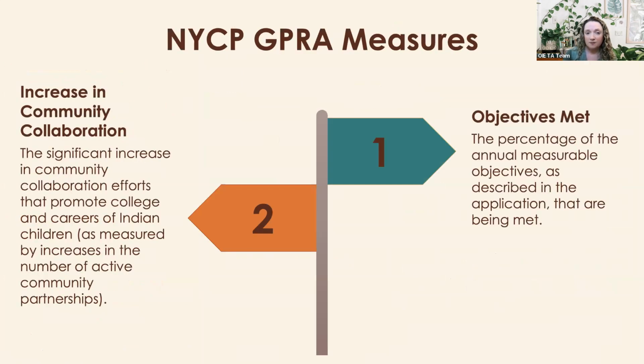Now your GEPRA. One GEPRA, super easy to report on. It's your objectives met one. So the wording for that is exactly this, the percentage of the annual measurable objectives as described in the application that are being met. This just means add up how many project measures you have, and then how many did you meet of those. So that one, usually pretty breezy to report on. And then for increase in community collaboration, you have the wording for that, the significant increase in community collaboration efforts that promote college and careers of Indian children.